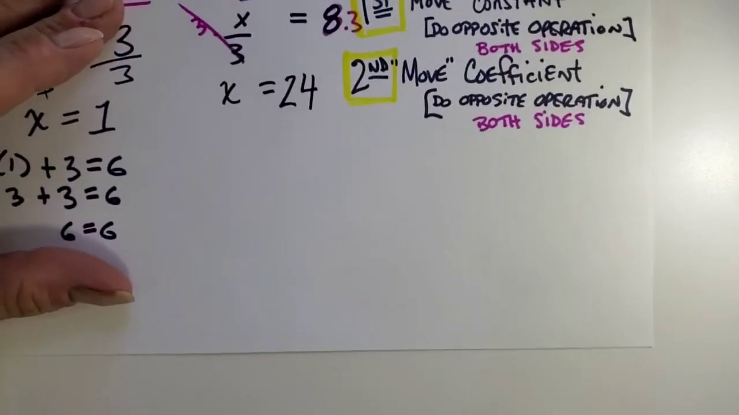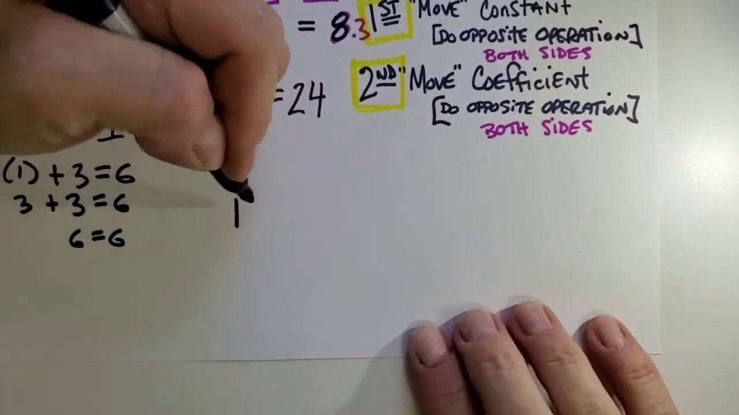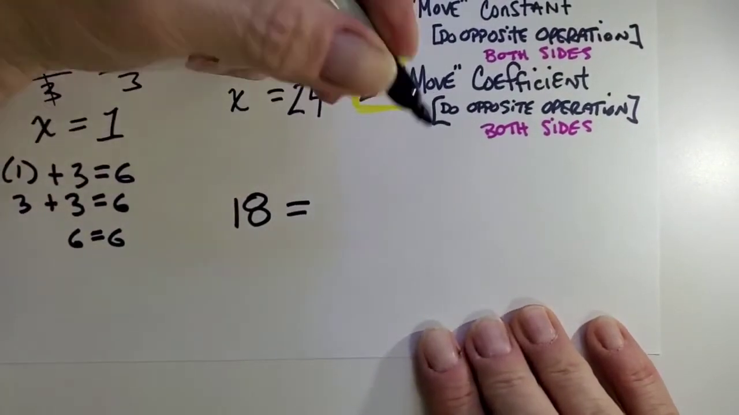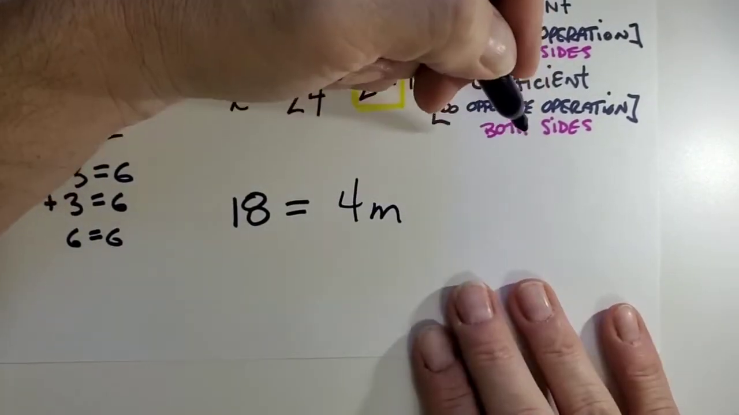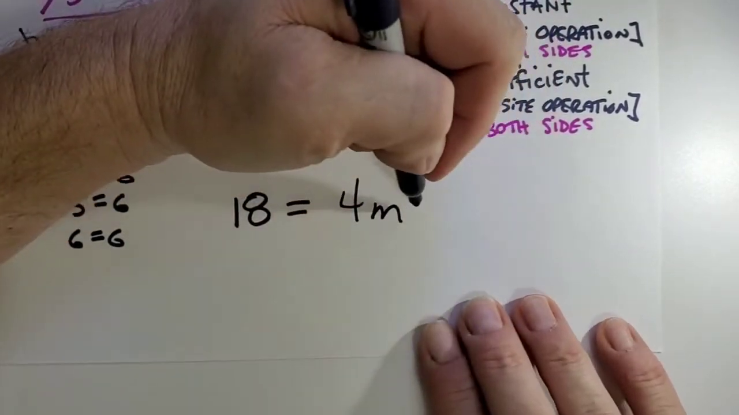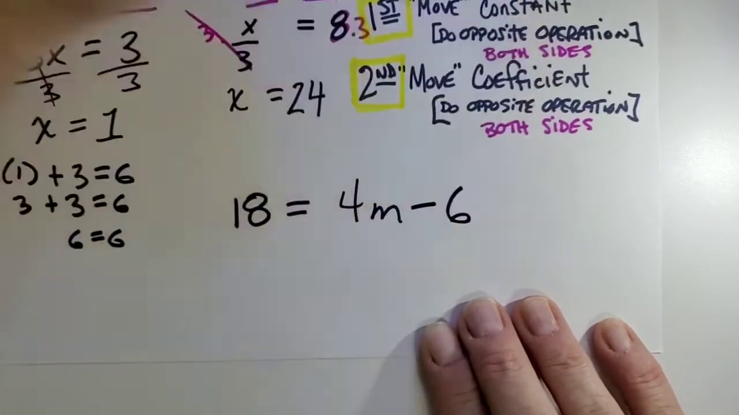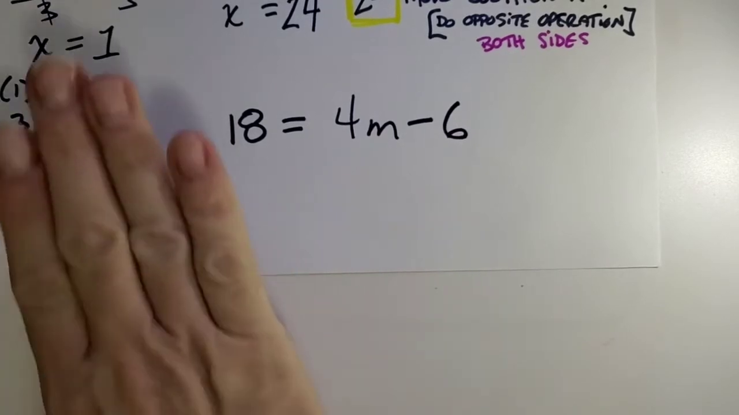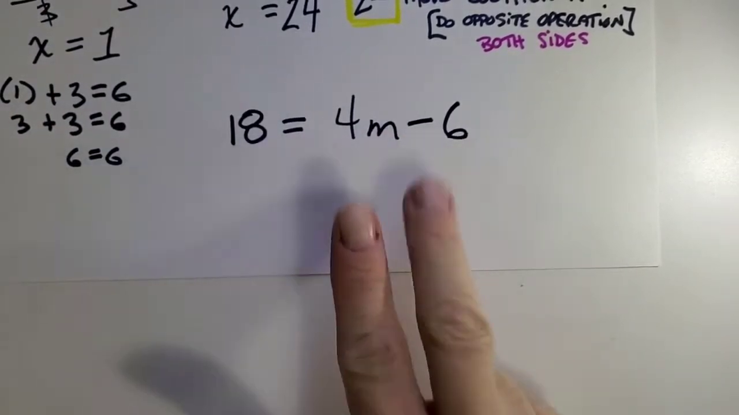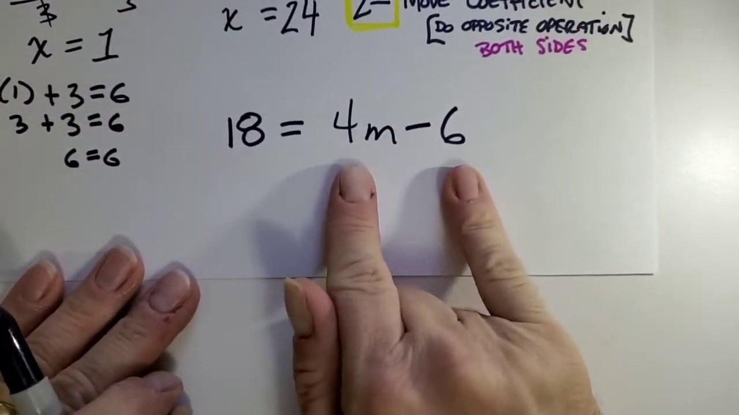Okay? I'm going to show you one more example. I don't know. Let's go with this. And let's go with 4. Let's go with M. Let's go with, I don't know, minus 6. Okay? Two-step equation. So don't start here. You can just take your eyes to the variable side.